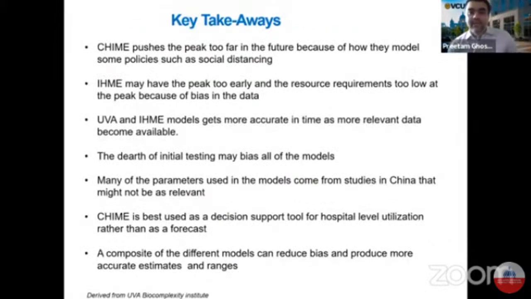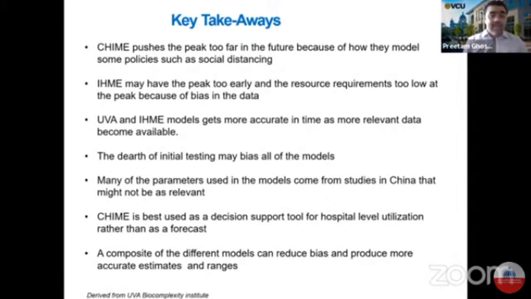The key takeaway from these practical models, in the United States when we have been working with all of these models, was that the UPenn CHIME model pushes the peak too far because of how they use social distancing. If you're making a prediction of when the peak will happen using the CHIME model, their prediction says that the peak is too far away, but actually the peak is coming much earlier. IHME may have a peak too early on the other side, so even that's a problem. It is predicting that the peak is happening too early, so you're allocating too many resources right at the beginning.